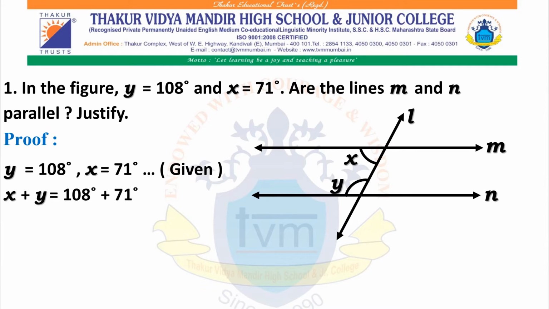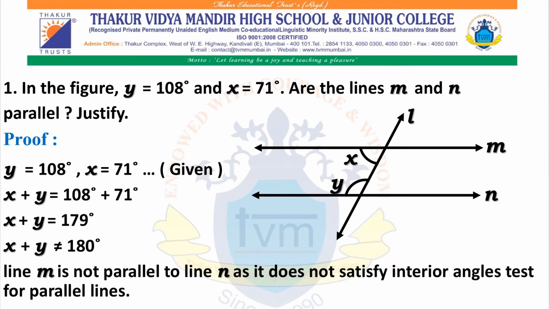Okay, so angle x plus y equals 108 degrees plus 71 degrees. Therefore x plus y equals 179 degrees. It means x plus y is not equal to 180 degrees. It means the sum of these two interior angles is not supplementary, or you can say the sum of these two interior angles is not equal to 180. Hence line M is not parallel to line N, as it does not satisfy the interior angle test for parallel lines.